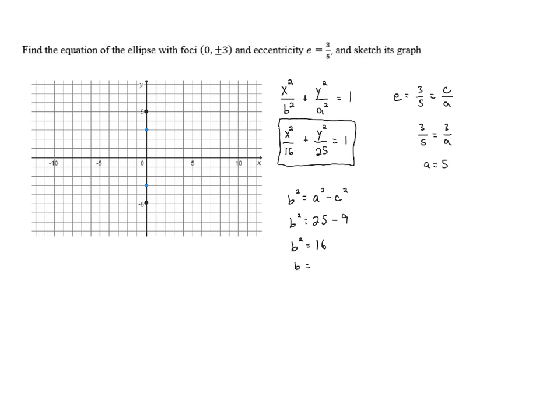But this also tells us that b equals 4, which means that the x-intercepts are going to be at ±4. And once we have all of the intercepts, we can go through and sketch a graph of this ellipse. And so that's our graph, we've got our equation, and we're good to go.